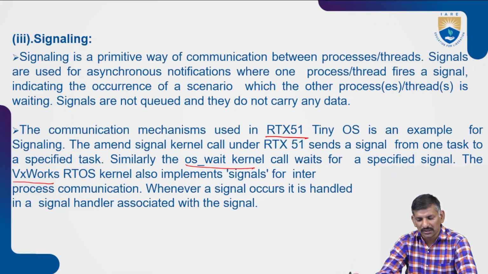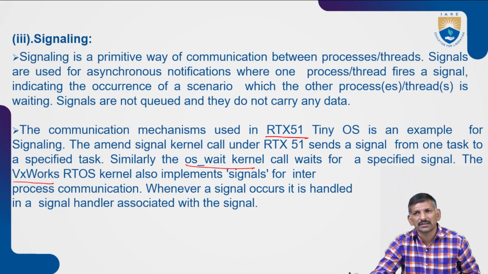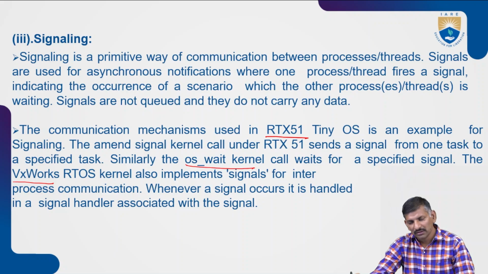Whenever a signal occurs, it is handled in a signal handler associated with the signal. So by passing the signals, we can do some operations. Whenever an accident occurs, open the airbags, lock the wheel, ABS will be activated.